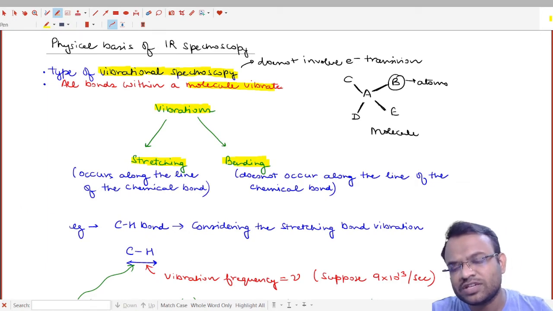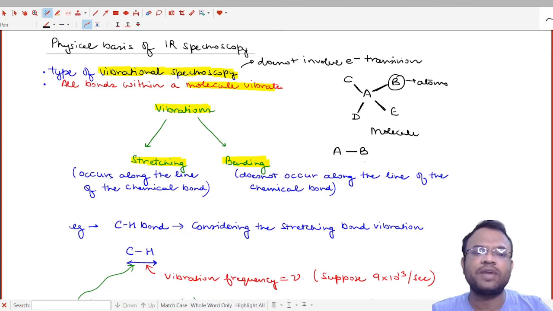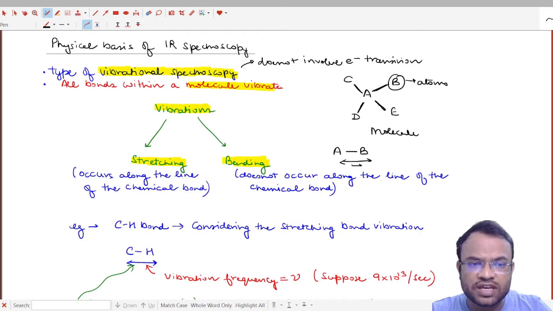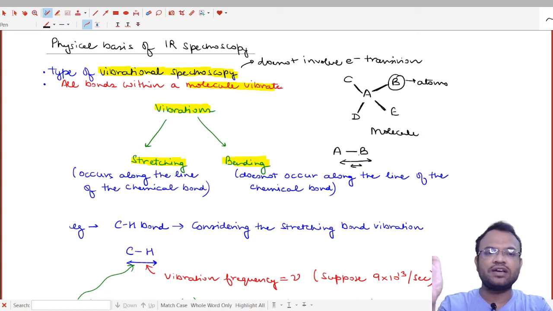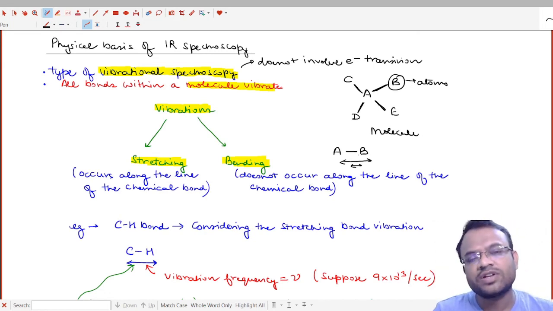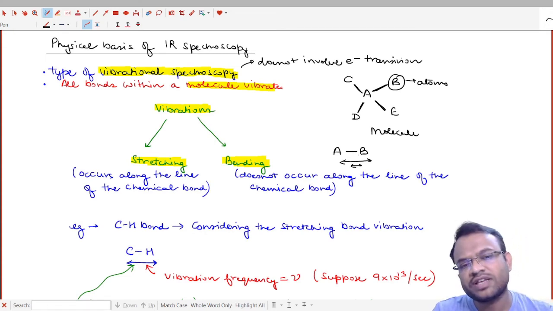What does stretching mean? Suppose I am talking about A and B, so they are connected by a bond. So this vibration can be in this direction or in this direction. That means they can be compressing or extending, compressing, extending. So this is basically what is called stretching vibration.